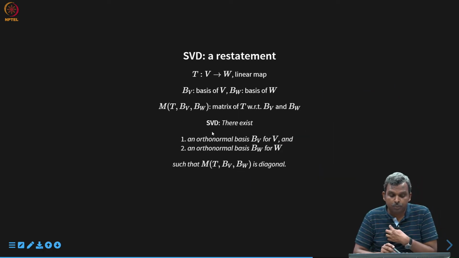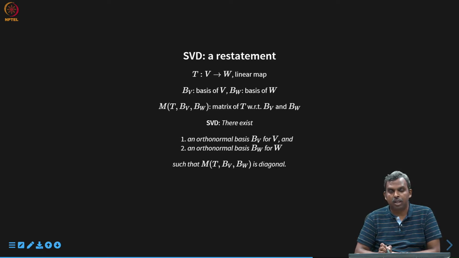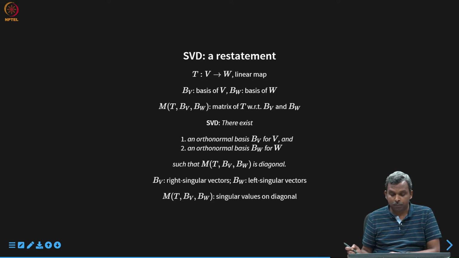So now what does SVD tell you? SVD tells you that there exists an orthonormal basis BV and an orthonormal basis BW such that M of T, BV, BW is diagonal. It will generally be a rectangular matrix, but that rectangular matrix will be diagonal. Moreover, BV is basically the right singular vectors, and BW is a set of left singular vectors. And this M of T, BV, BW not only is diagonal, but it has the singular values on the diagonal. So that's a more interesting result about what the SVD says.